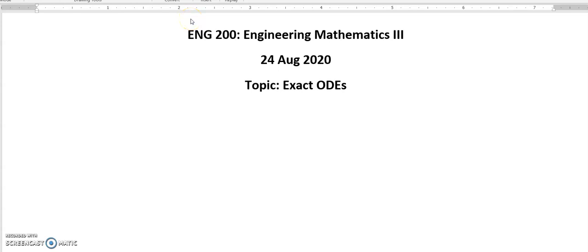Okay, so now I'm going to talk about the exact ordinary differential equations. So what is the exact ordinary differential equations? We are talking about the first order ordinary differential equations. In those first order ordinary differential equations, sometimes you can write the equation in the differential form like this. So for example, if you have this equation M(x,y) dx plus N(x,y) dy is equal to 0.